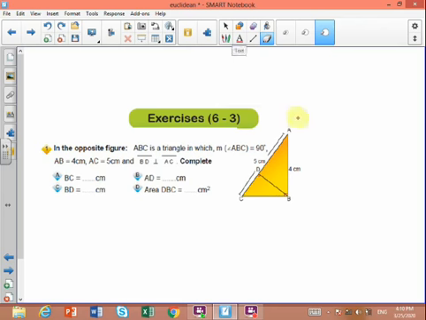So I will use what? Pythagoras, because I have the length of the other two sides. Pythagoras says BC square equals AC square minus AB square, equals 9, 9 under root equals 3.